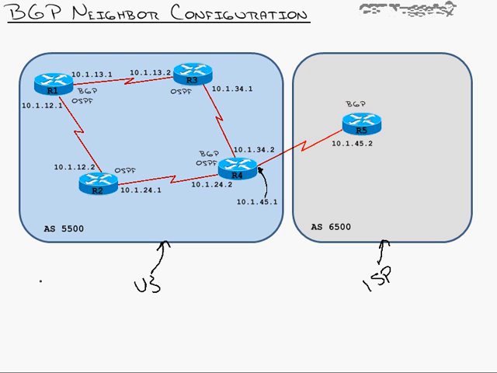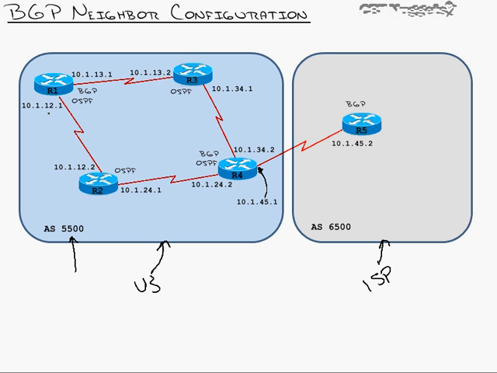Now let me show you iBGP. The only difference is that the autonomous system number is going to be the same between the two routers. It's not like I have this special iBGP command I type in. It's just when I type in my neighbor remote AS and the router sees that the remote AS is the same autonomous system as itself, it's going to go, oh, well, I guess that's iBGP.